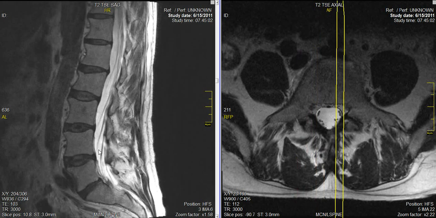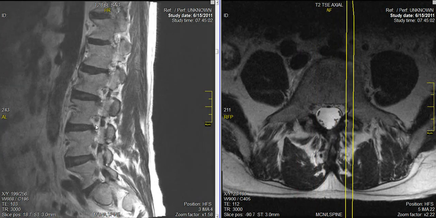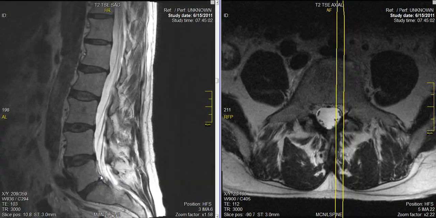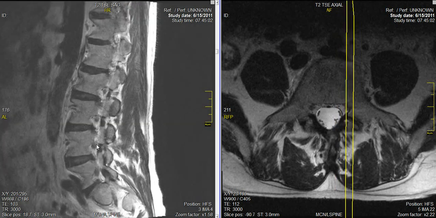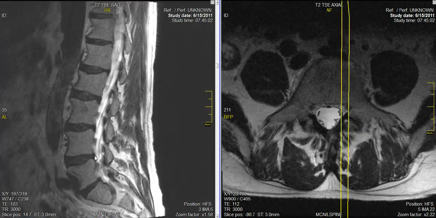And that's the right side, and we can go to the left side and see the nerves exiting the foramina on that side. And as we scroll back and forth, we can kind of see how the scrolling function here lets us get a sense for how the nerves kind of flow out of the spine.